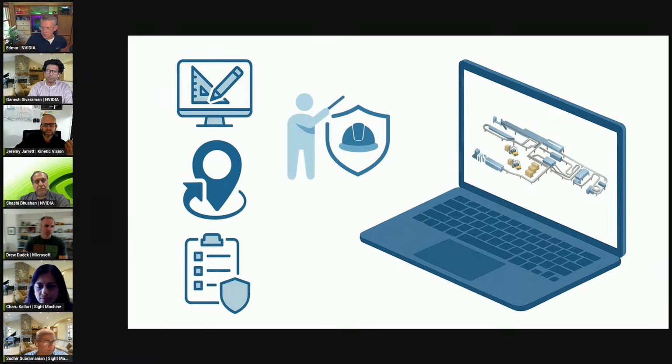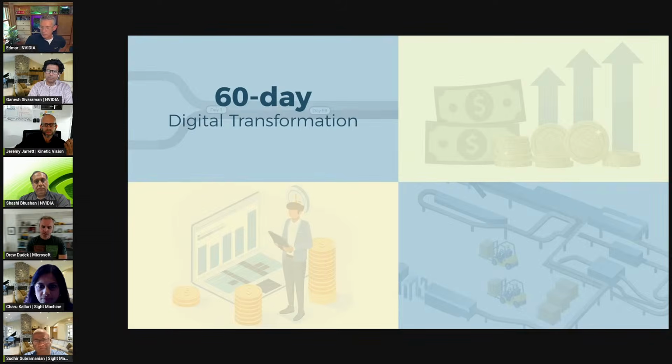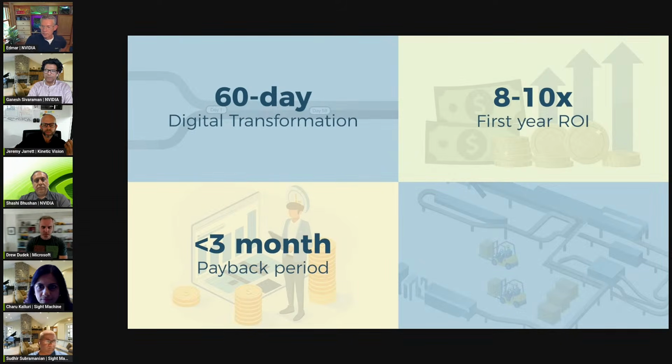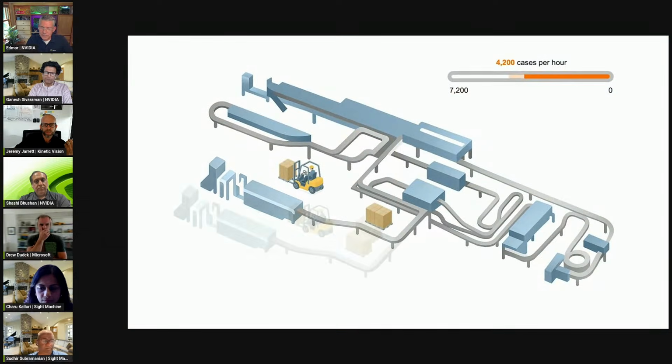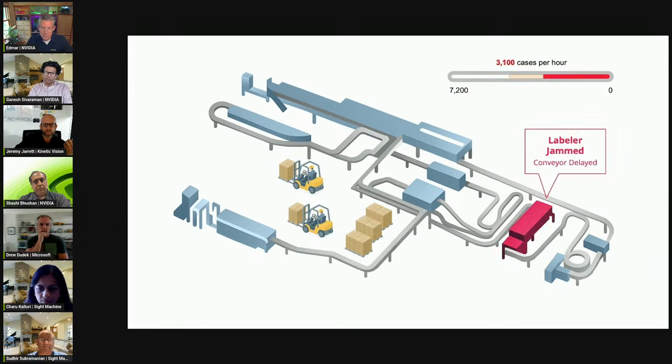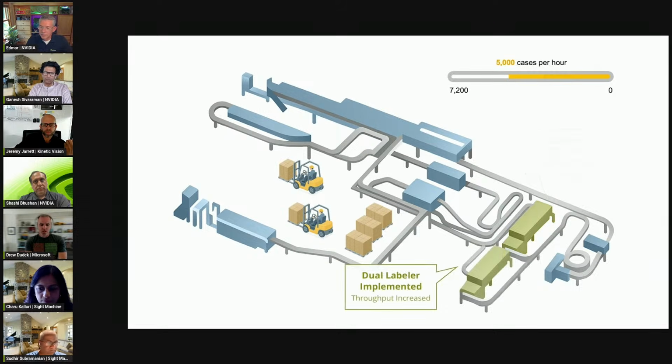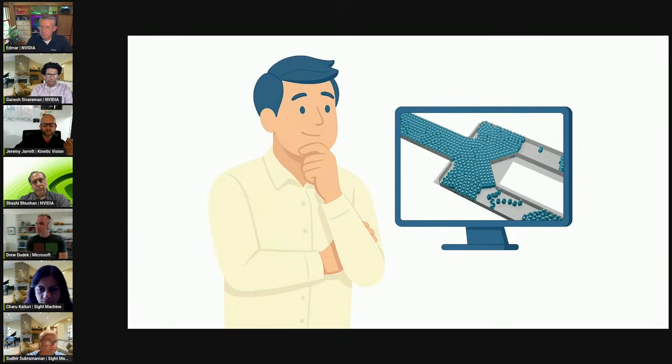training, and safety planning. In just 60 days, we uncover 8 to 10 times first-year ROI with payback in less than 3 months. AI delivers smart insights and actions to drive fast solutions and improve overall operation effectiveness. Dashboards track performance in real time. AI flags a labeler jam, triggers a fix, and recommends a second forklift and dual labeler to boost material movement and throughput. Have a problem or want to try a change?